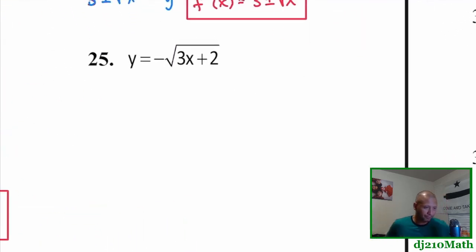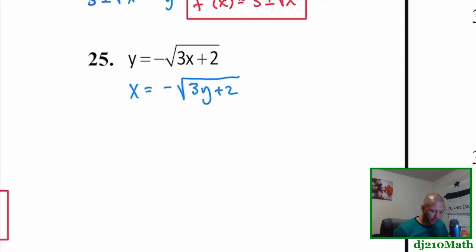All right, 25. Switch x and y. See if you can beat me. Don't mess up. All right. Here I have negative 1 on the right. I want to get rid of the negative. You could either multiply both sides by negative 1 or you could divide by negative 1. It truly doesn't matter.